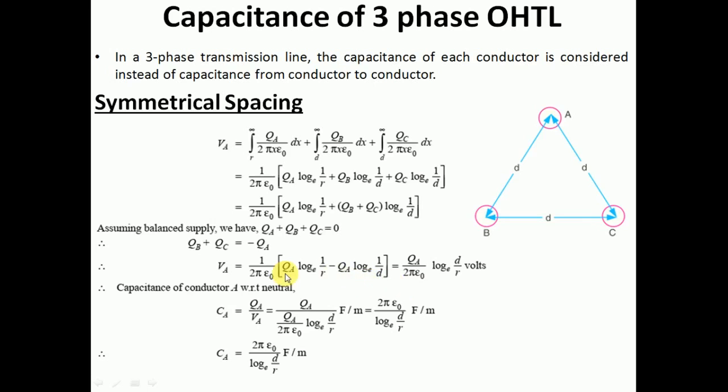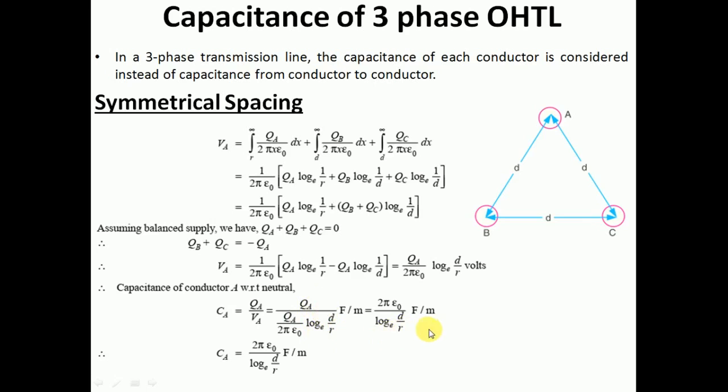Further, taking QA common from these two terms, we will be able to write the relation for potential at this conductor A as QA by 2 pi epsilon 0 natural log of d by r. Now we can find the capacitance of conductor A by dividing QA with VA. The value of VA is determined as QA by 2 pi epsilon 0 natural log of d by r. We have to divide it with QA.